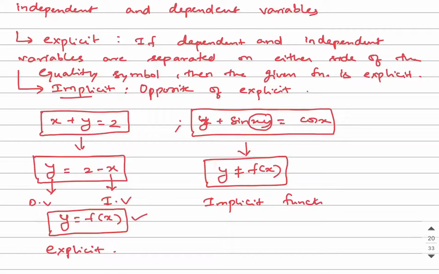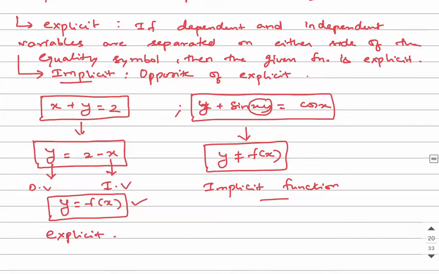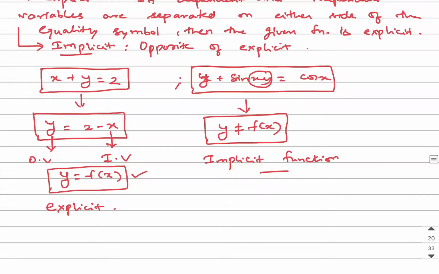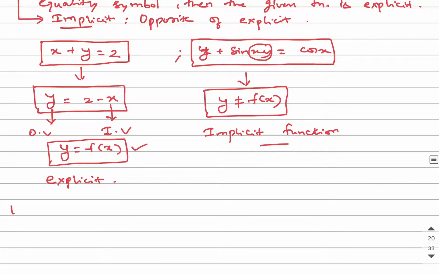So in this exercise we are going to see how to differentiate an implicit function. They will not tell you in the question whether the given function is explicit or implicit. By looking at it, you should be able to find. So wherever you find an implicit function, there is only one method. The question is how to differentiate implicit functions.